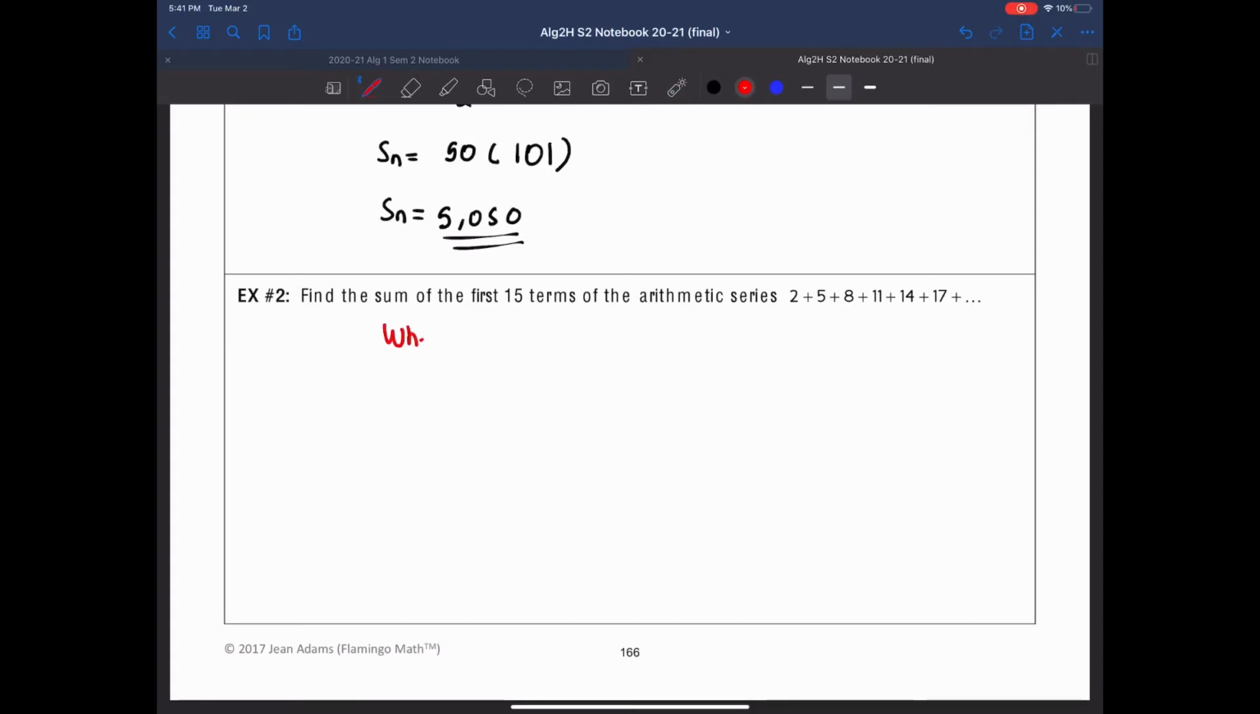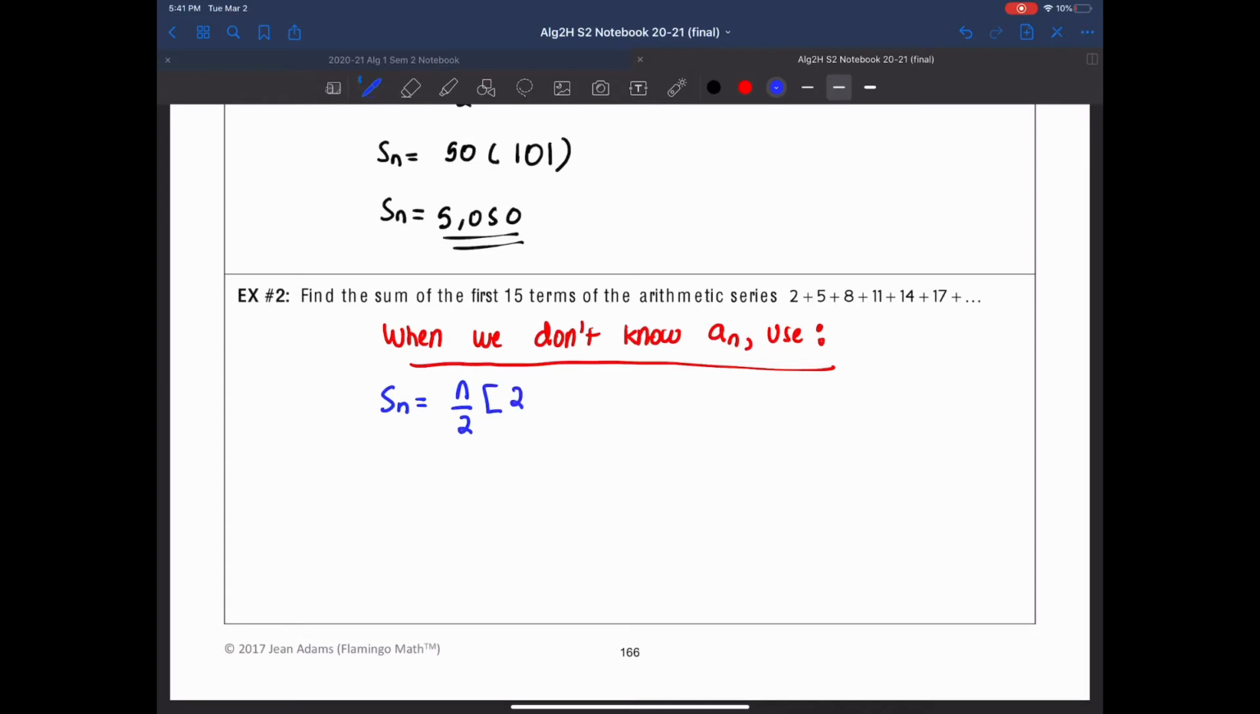So when we don't know a sub n, again, that is the last term of your series, we are going to use the second formula on the previous page, which is a little bit more involved. It says S sub n, the sum of the series, is equal to n over 2 times (2a sub 1 plus (n minus 1) times d), and that is the formula that we use.